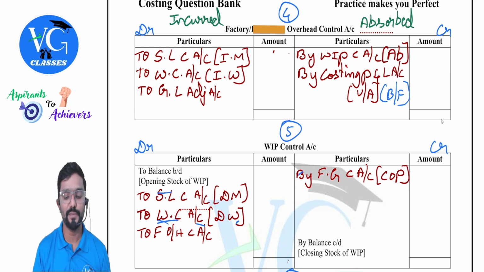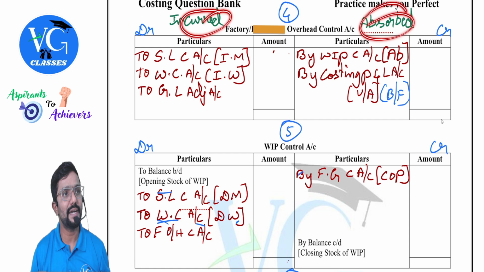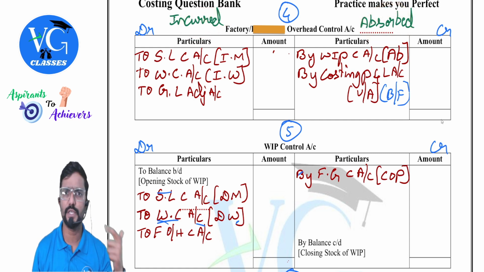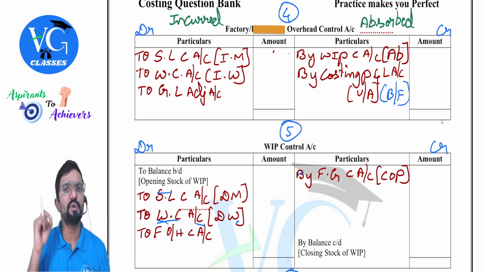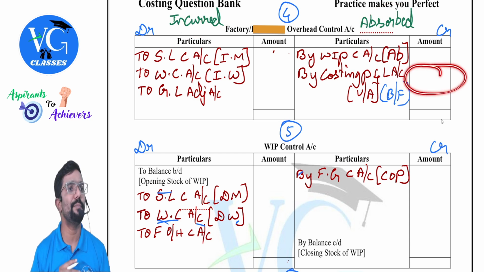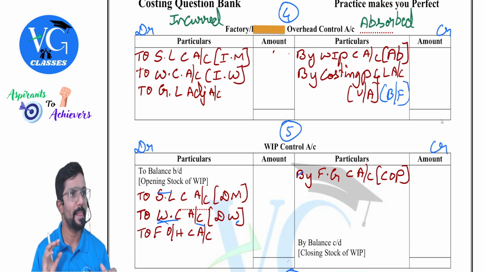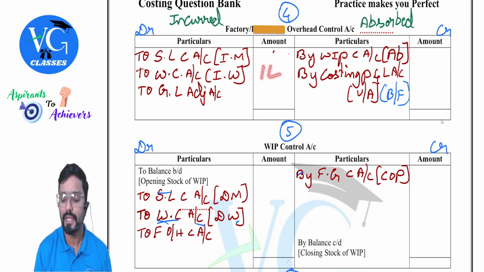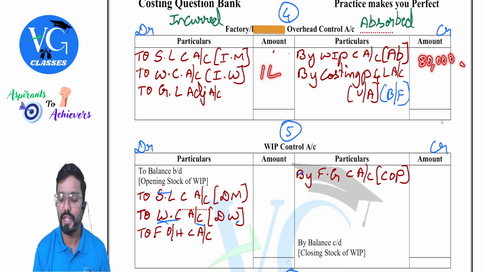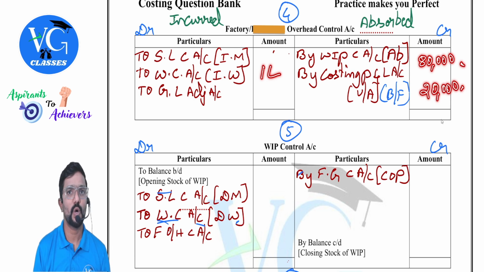If there is any difference between incurred and observed, that balance we call either under absorption or over absorption. Where should it go, sir? To costing P&L. Clear? For example, assume overhead incurred is 1 lakh, whereas observed is 80,000. Under absorption. So 20,000 under absorption has to go to costing P&L account. We call it under absorption.